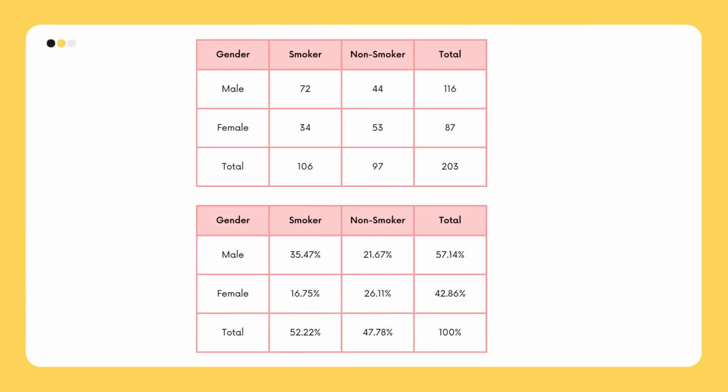Have a quick look back at our contingency table. The percentage value for the first cell is found by dividing 72 by 203 and multiplying by 100. When we've done this for each cell, we put our new percentage values in the table, and we have our relative frequency contingency table. Here in the bottom right-hand corner, we have 100% instead of 203, which represents the total number of people surveyed.